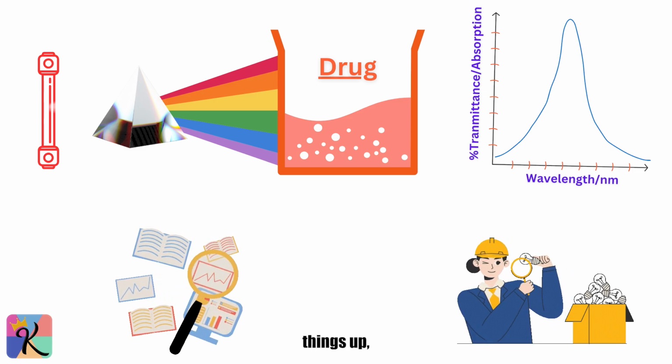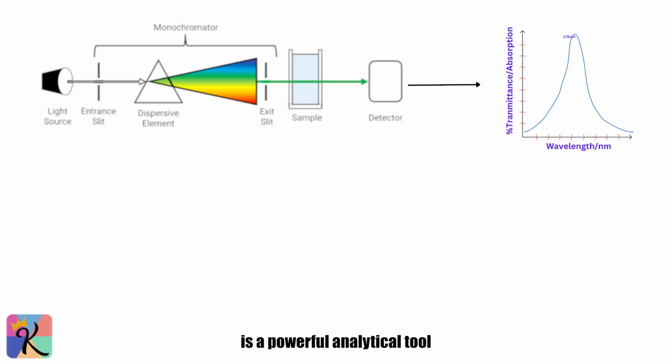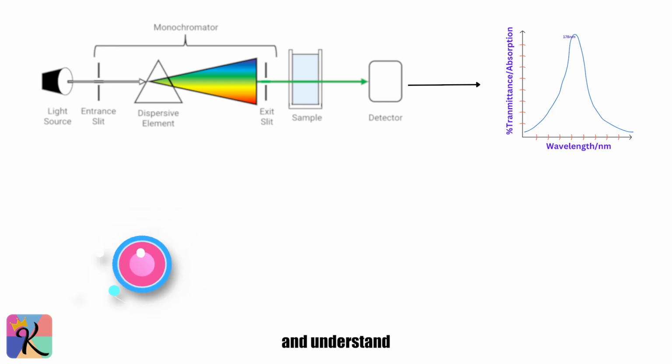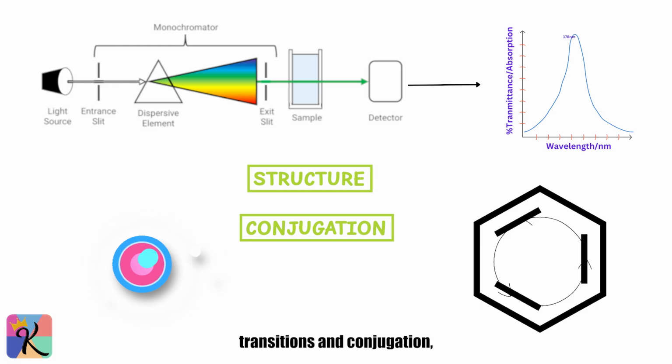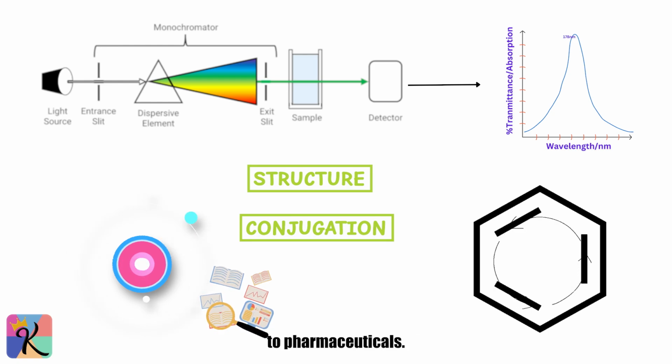Alright, so to wrap things up, UV spectroscopy is a powerful analytical tool that allows us to study the electronic transitions of molecules and understand their structure and conjugation. We've covered how this technique works, the significance of electron transitions and conjugation, and how these principles apply in real-world scenarios, from scientific research to pharmaceuticals.